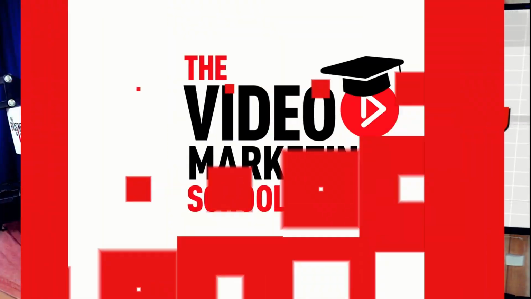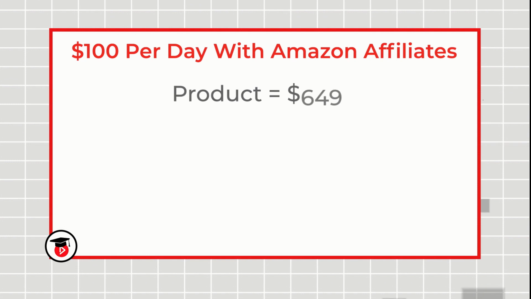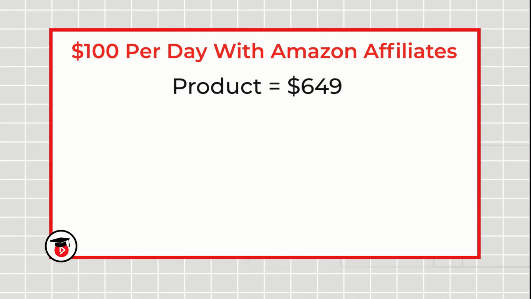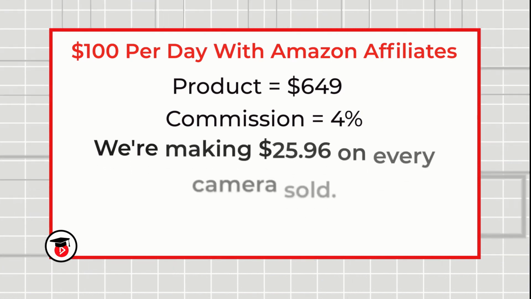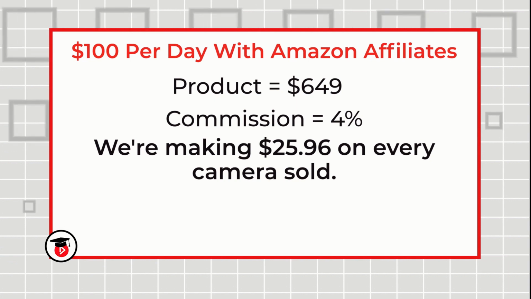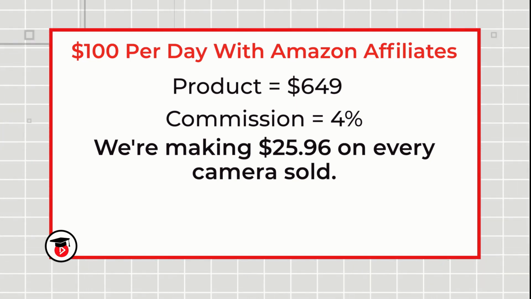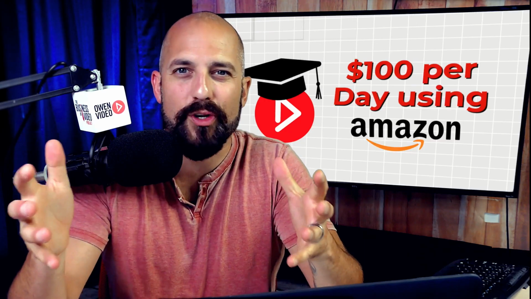Let me show you how it works. For example, if we're selling a camera worth $649 and our commission is 4%, then we're making $25.96 on every camera that's sold. In order then to make $100 on YouTube with your Amazon affiliate link, you only need to sell 4 cameras per day.